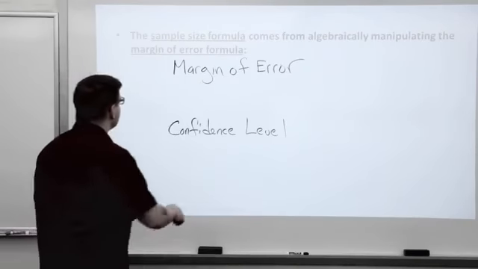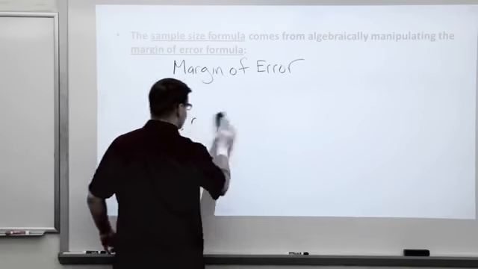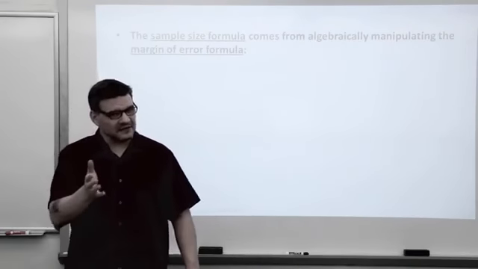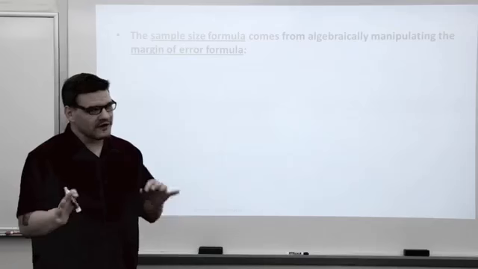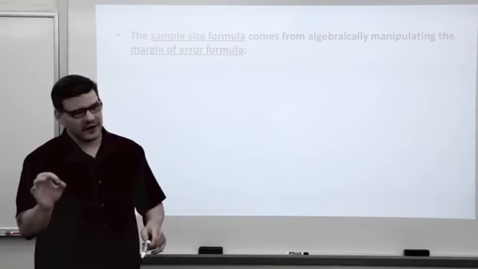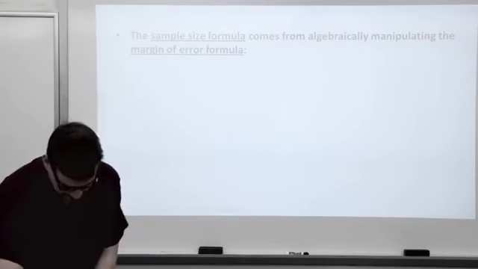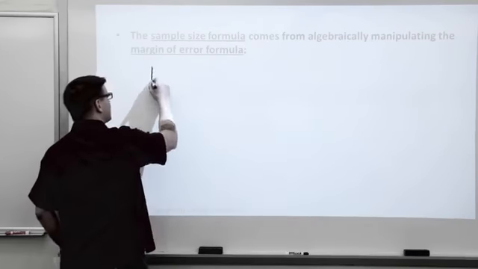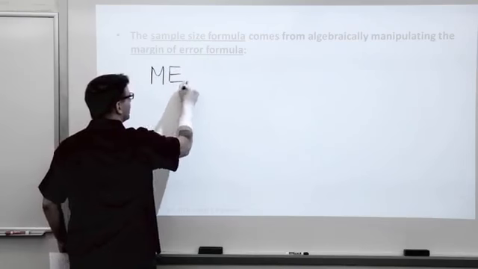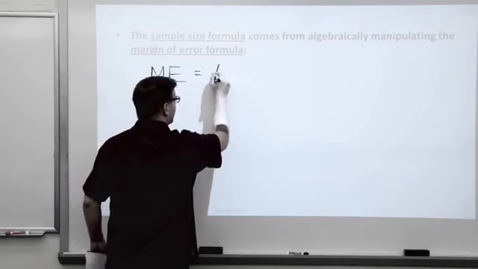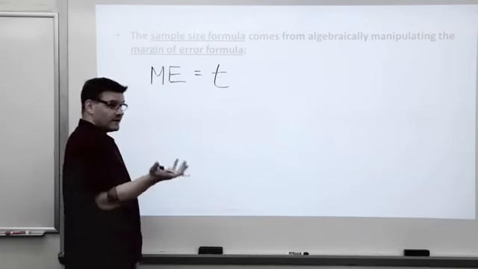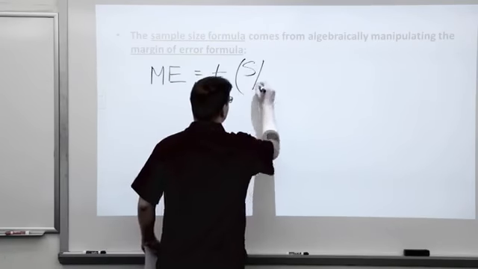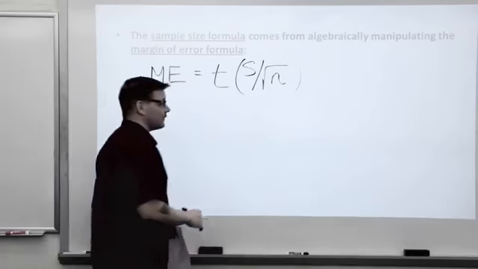So, sample size formula. Here's where it comes from. If we look at the confidence interval formula and algebraically manipulate it, then we can solve for n. I start with margin of error. And remember, we're working with a t instead of a z because we're in the chapter for means. Margin of error equals t times s over the square root of n.